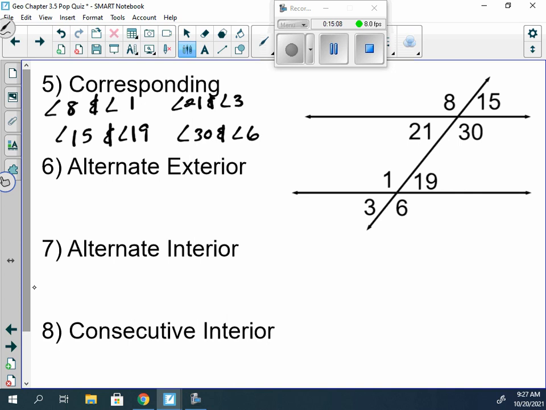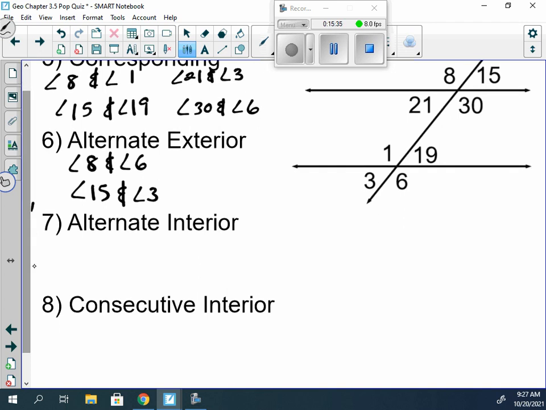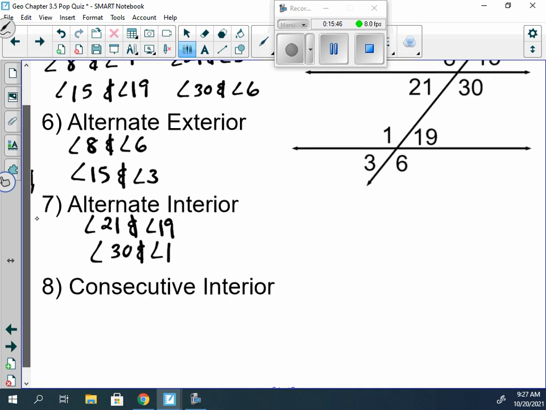Alternate exterior. Well, alternate means opposite, and exterior means outside, yes? So 8 is on the outside and 6. Because 8 and 6 are on opposite sides of the transversal and outside the lines. The other one would be alternate interior. 21 and then, and last but not least, consecutive interior would be 21 and 1.